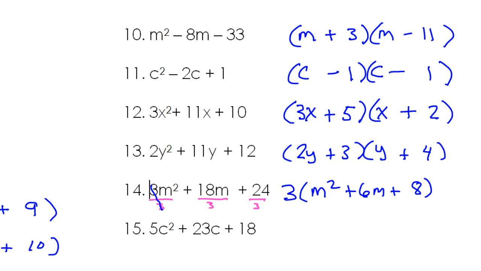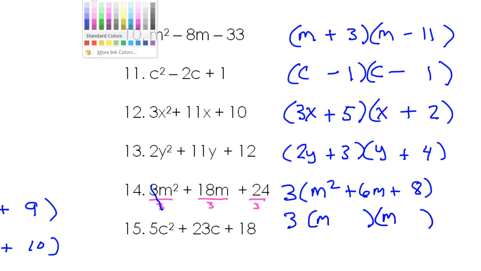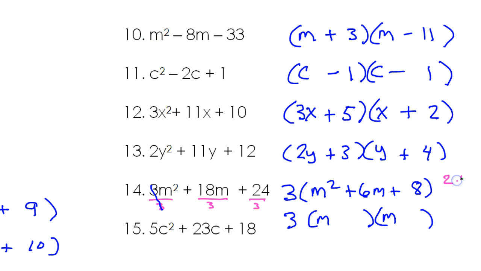Okay, and now we just continue. So we will keep the 3, but we will continue on with our binomial times a binomial situation. Okay, m squared can only factor as m times m. 8 is either going to be 2 times 4 or 1 times 8. Well, that was weird. Let's try the 2 times 4.